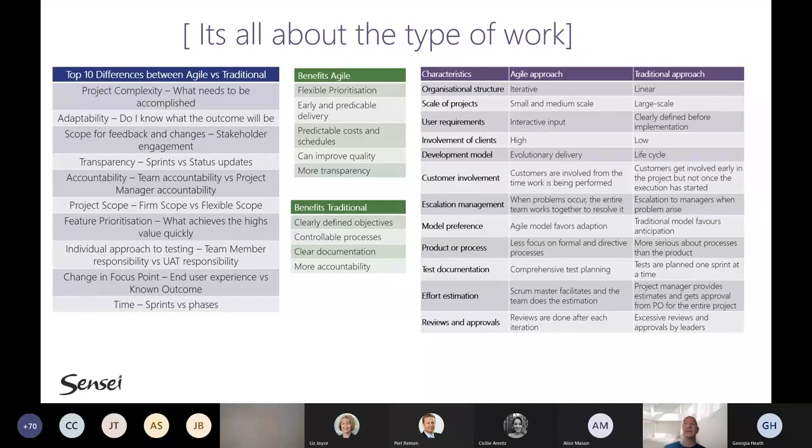Feature prioritization, of course, lots to do there as well. And then, of course, the individual approach to testing in particular, where the team member is actually responsible in agile, and testing is done as part of each individual sprint. In a traditional project, quite often, user acceptance testing in an IT world was always done at the end, and then we had to change that at the end as well. So that's one of the reasons why agile is actually so incredibly powerful in an IT world.